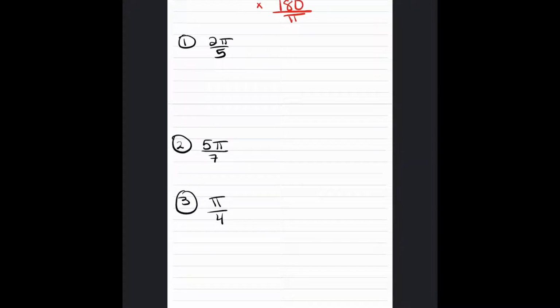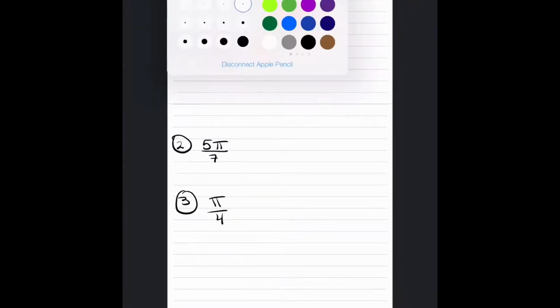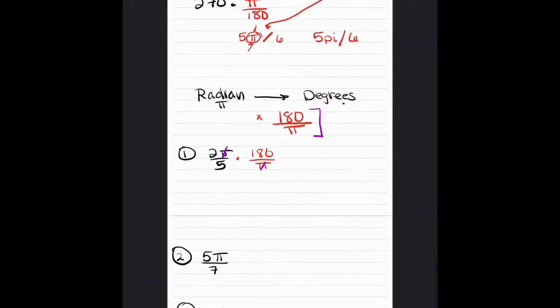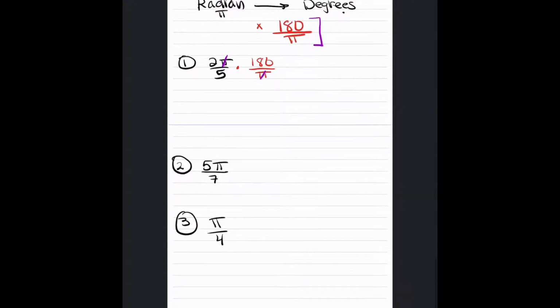Okay, so to convert this first problem, 2 pi over 5, to degrees, I'm going to multiply it times 180 over pi. And then notice how my pi's are now diagonal from each other, so I can just cancel out these pi's here, like that. That's how I always remember which proportion is which: I remember that those pi's have to cancel out.